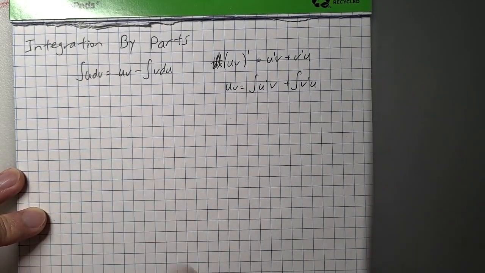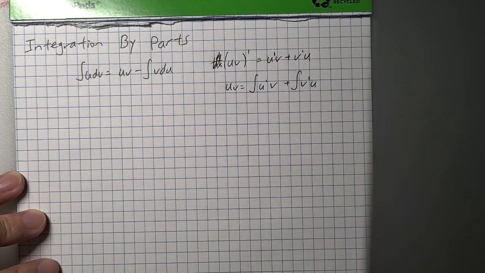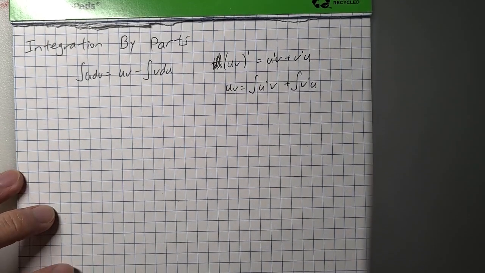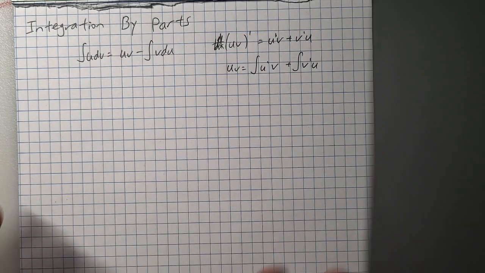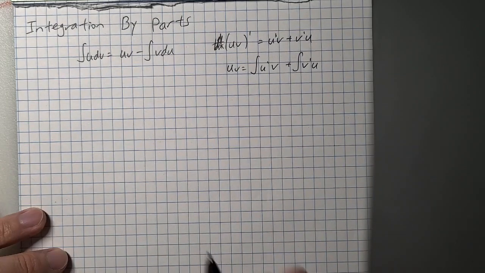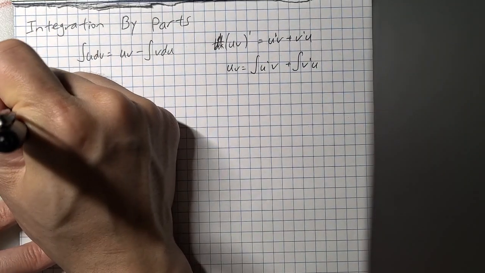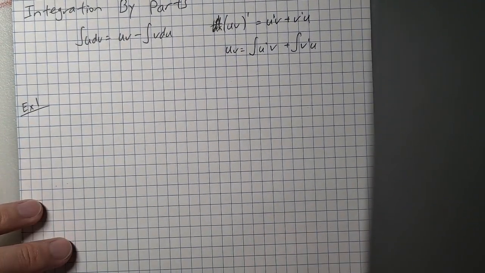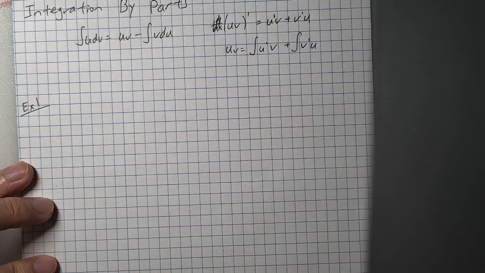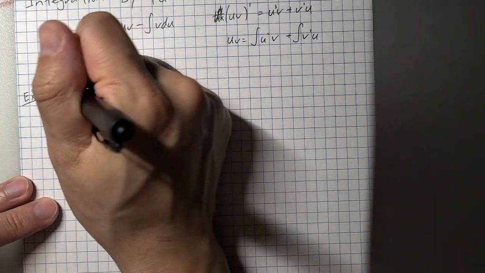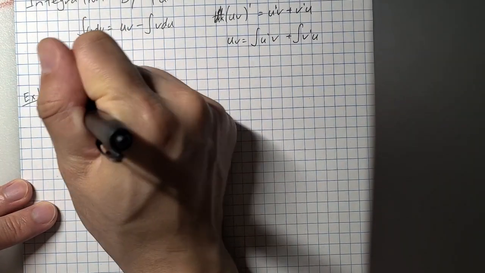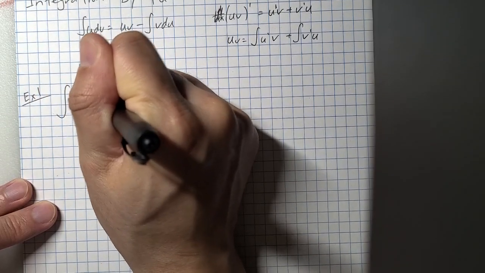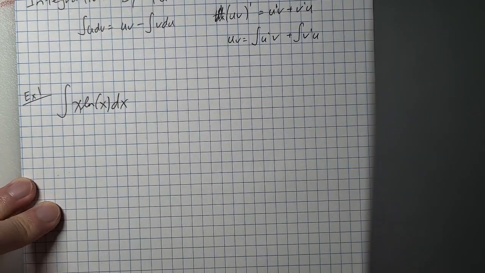When you have a product of two functions, that's a good candidate to use integration by parts. If you remember, we have three types of problems for integration by parts. Let's do example one, okay? I'm going to write very big, so hopefully it's clear on the video. We have the integral of x ln x dx.